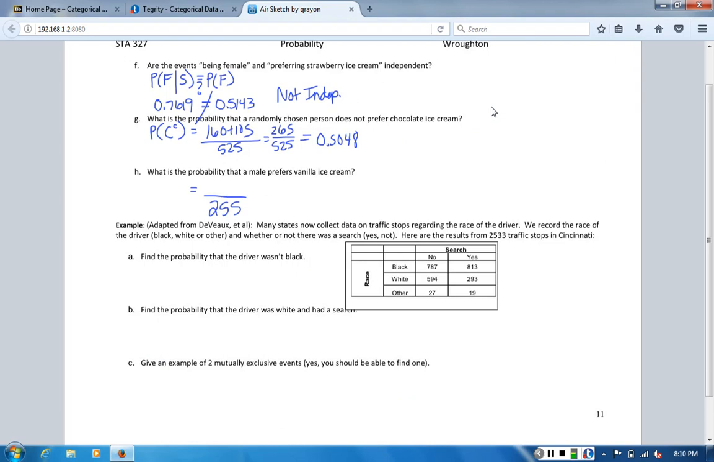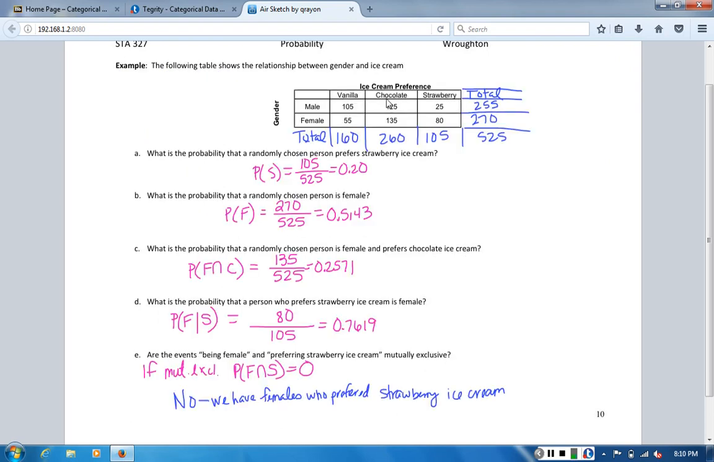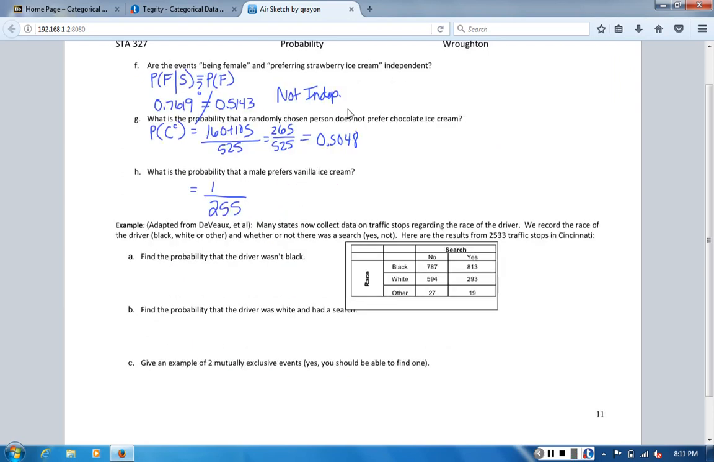How many of those men preferred vanilla? 105. So that's going to be our top number. Which is a little bit more than a 41% chance. Now, how would I actually write that? Given that you are a man, what is the probability you prefer vanilla ice cream?